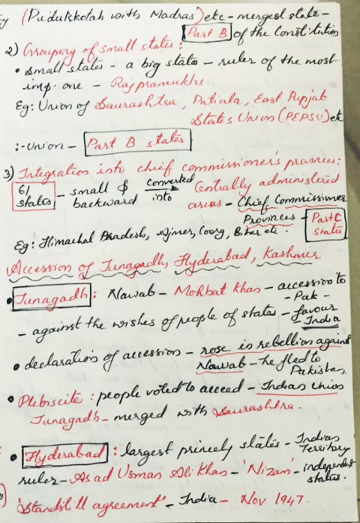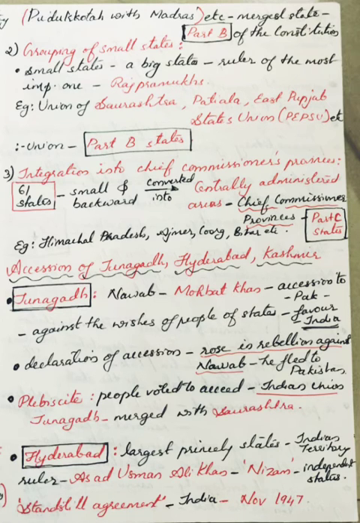A plebiscite was held in which the people voted to accede to the Indian Union. A plebiscite means the direct vote of all members of an electorate on important questions such as changing the constitution. For that, a plebiscite was held in which the people voted to accede to the Indian Union. Later Junagadh was merged with Saurashtra.